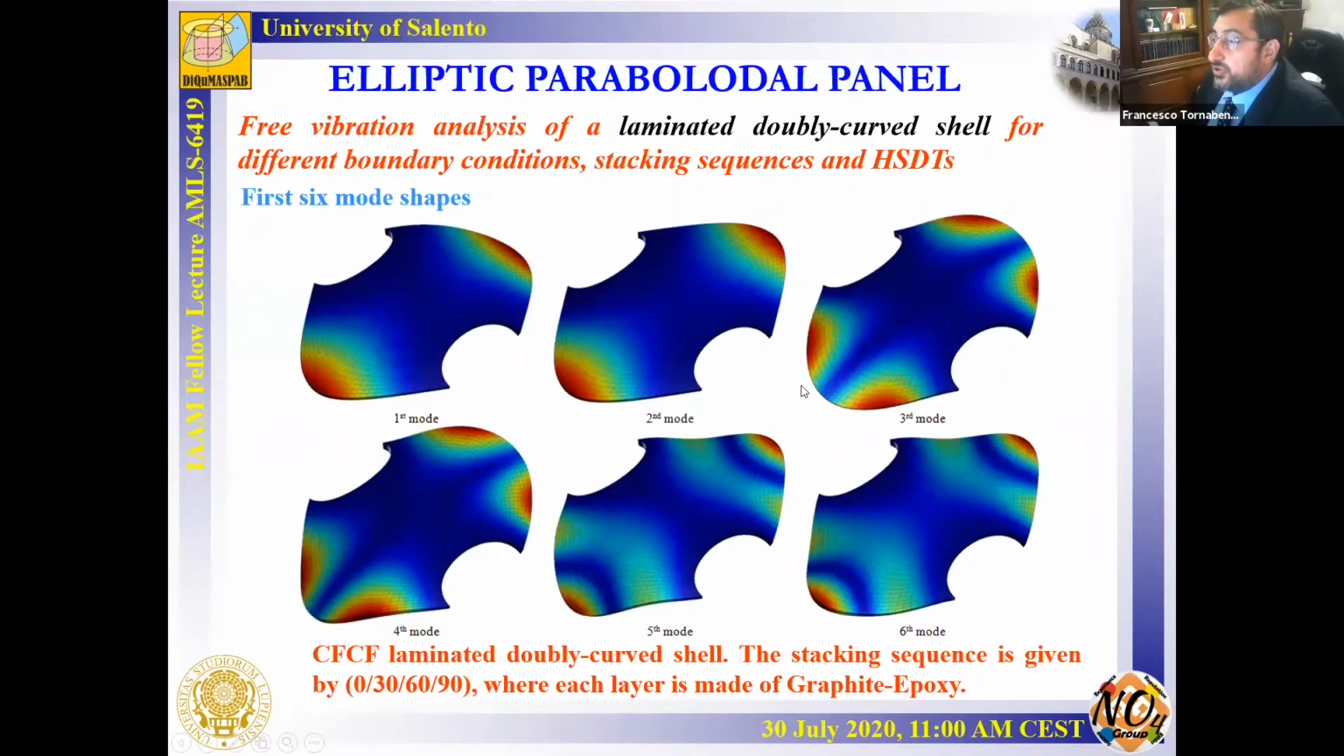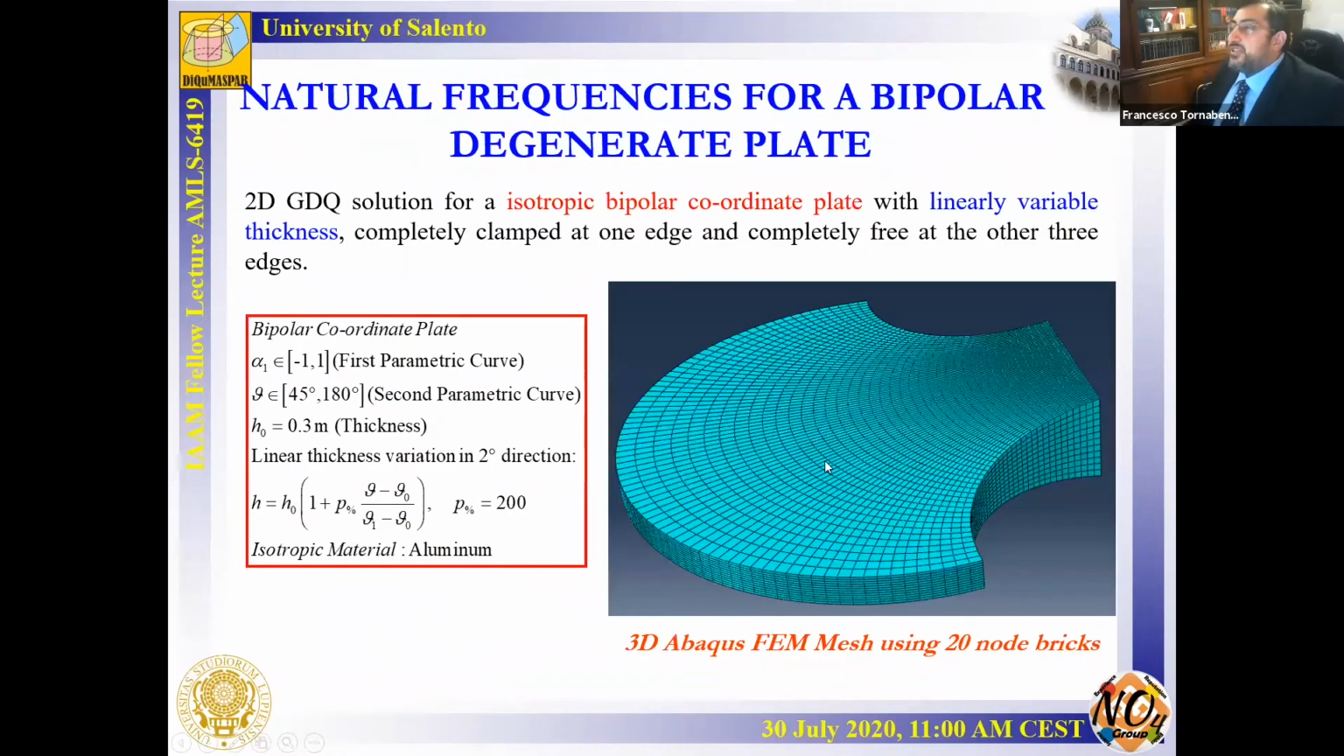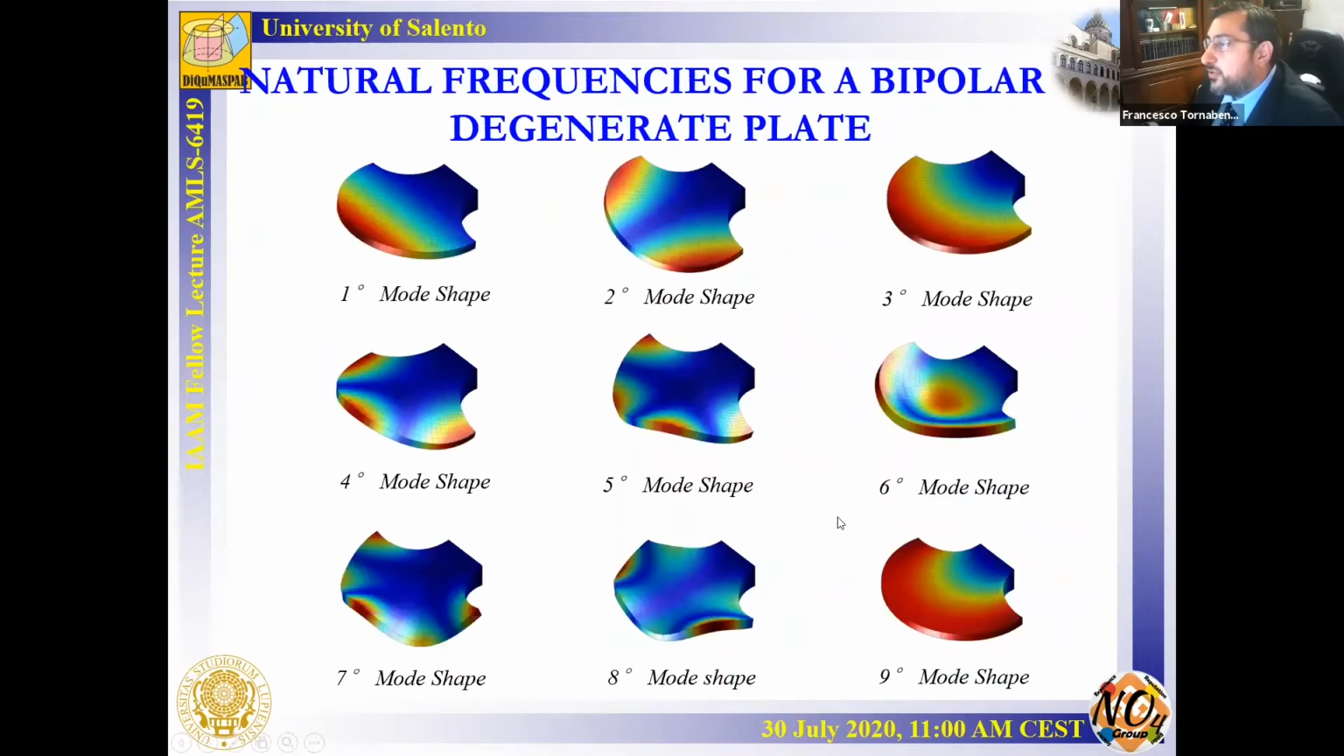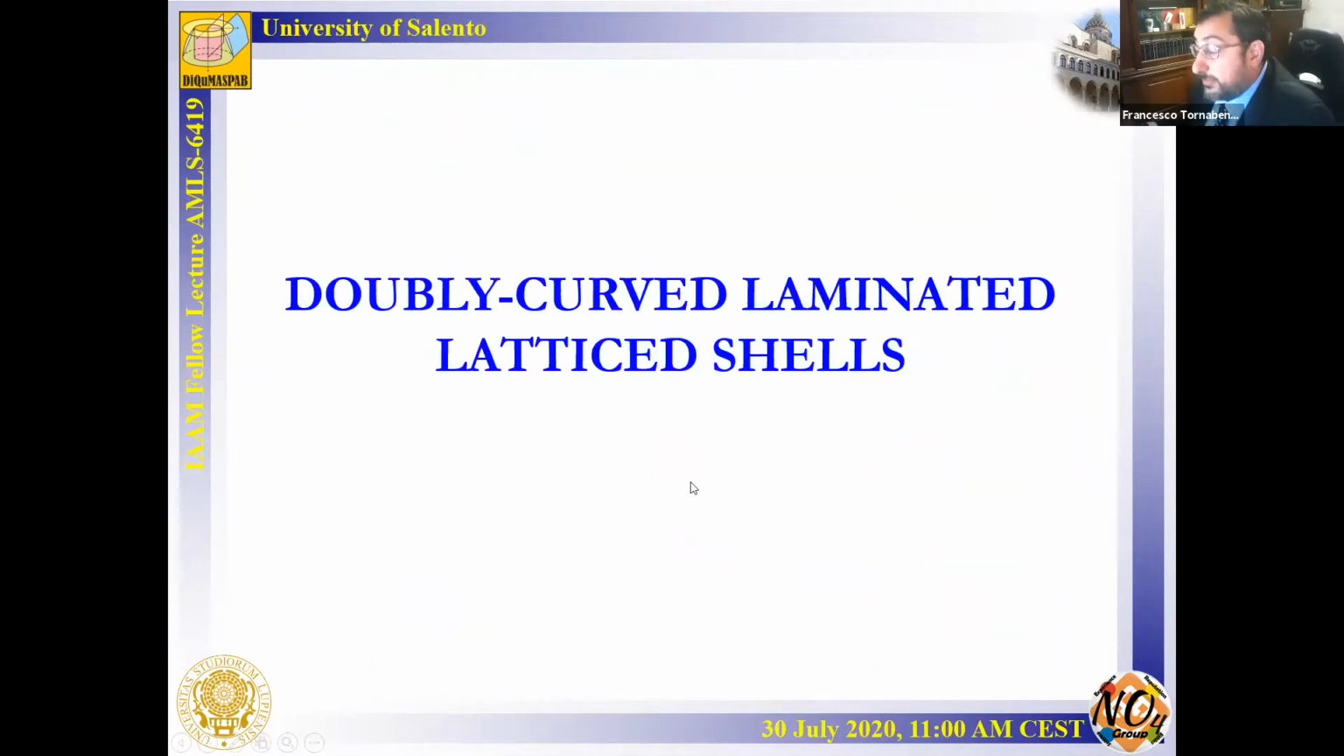Here I reported also the mode shape that I can reconstruct using my software. After that, I want to show you another application, in particular a general plate with a linear variation of the thickness. I have compared results from the strong formulation and weak formulation with the 3D elasticity solution using Abaqus. As we can see, I have obtained very good agreement also in this case. And here I reported the first mode shapes that I have obtained using my software.